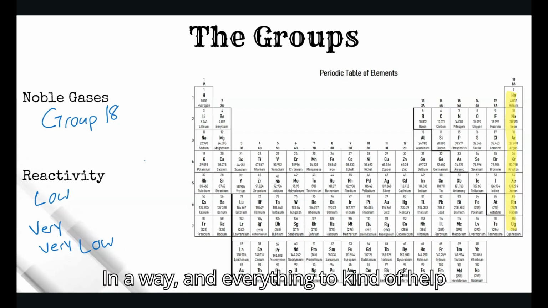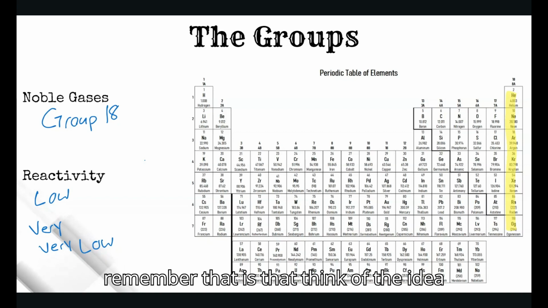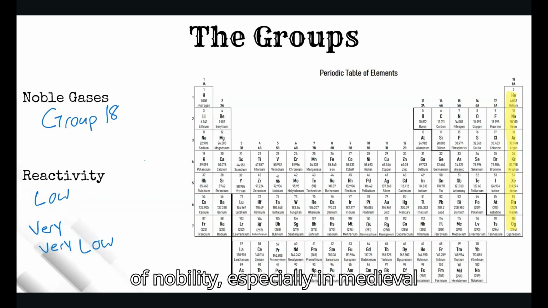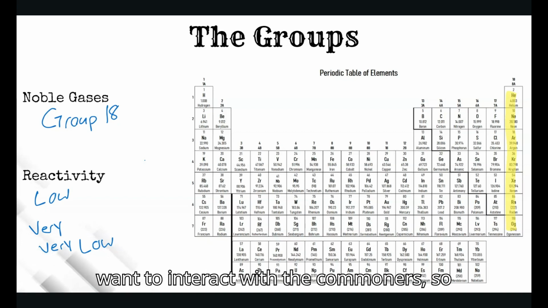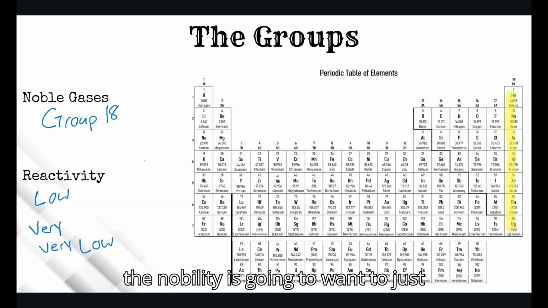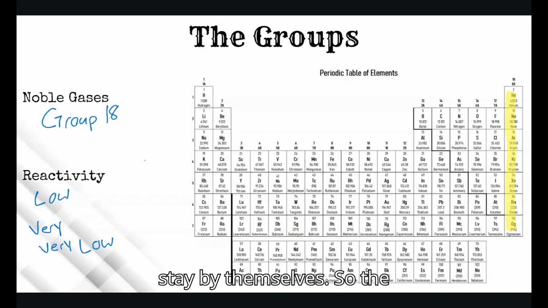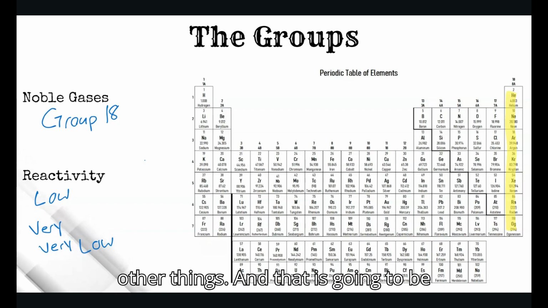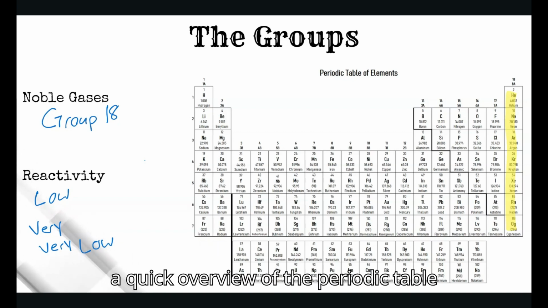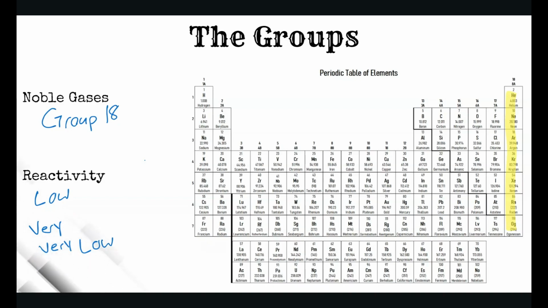A way to help remember that is to think of the idea of nobility, especially in medieval times. The nobility does not really want to interact with the commoners. So the nobility is going to want to just stay by themselves. So the noble gases do not react with other things. And that is a quick overview of the periodic table and the history.